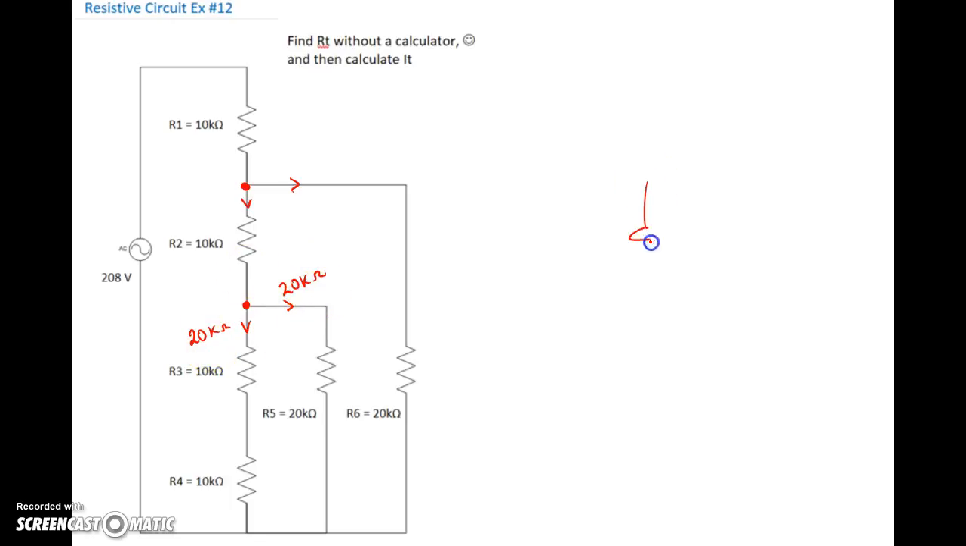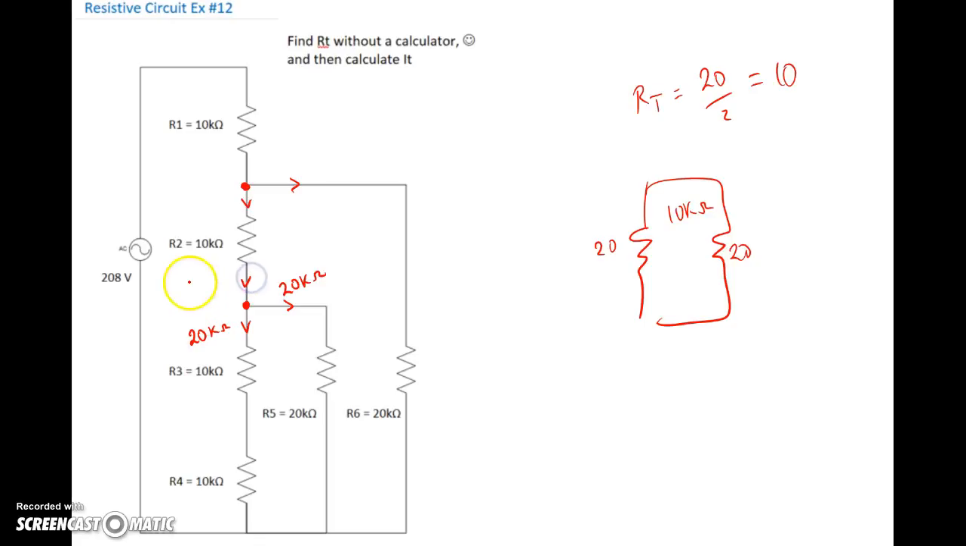So we got 20 kiloohms and we got 20 kiloohms. Those guys are in parallel. So if we have two values at 20, then we know that the total resistance is going to be 20 divided by the number of paths. It's going to give us a value of 10. So R3, R4, and R5, the combination of those guys, is the same as a 10 kiloohm resistor. Beauty. So we're going to write that in here, 10 kiloohms.